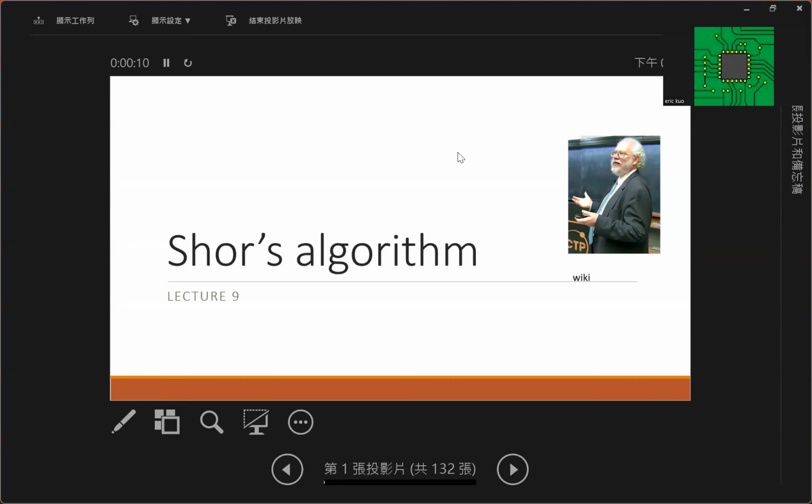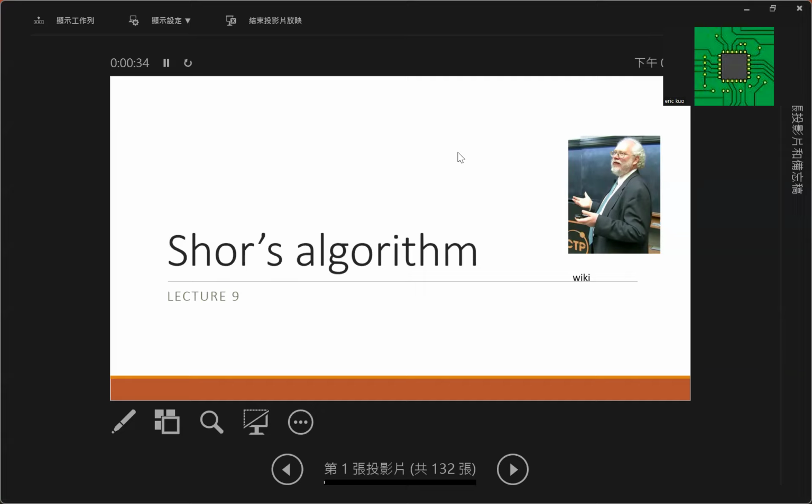Okay, so just to make sure that you watch the video, the previous lecture I think described three simple quantum algorithms. So you need to first understand these three quantum algorithms so that you can understand this lecture.